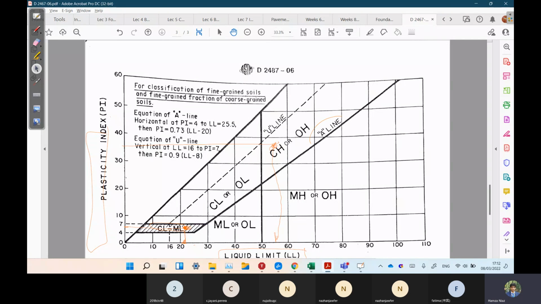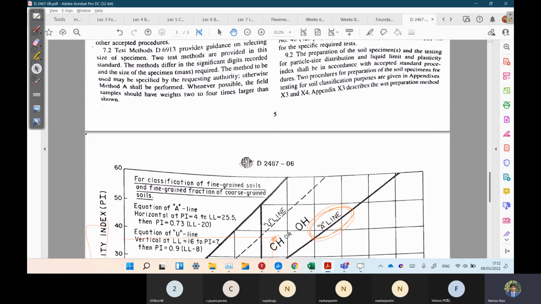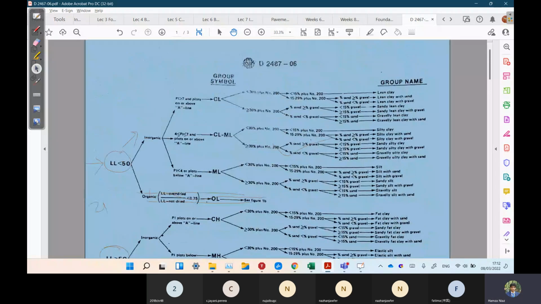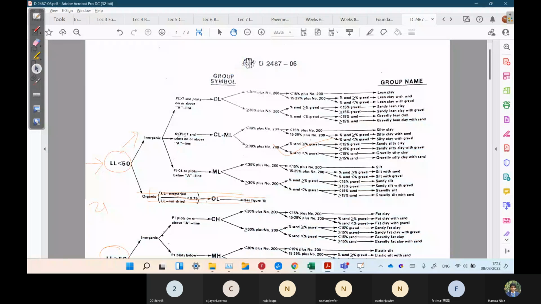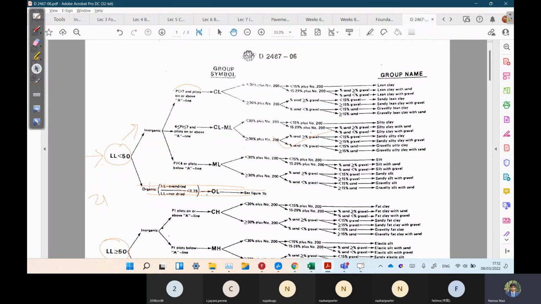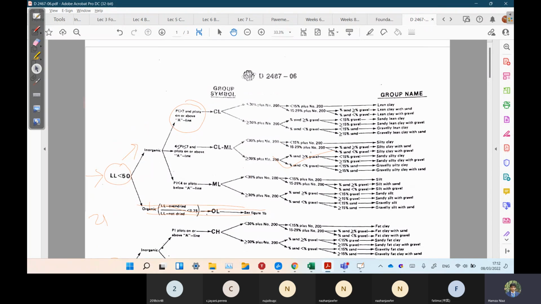So we'll write this as above A line. This particular soil is lying above A line. So we'll move here. They are saying that PI is greater than 7. Yes. And our plot is lying above A line. So that's all, both are fine. So our soil classification would be CL.